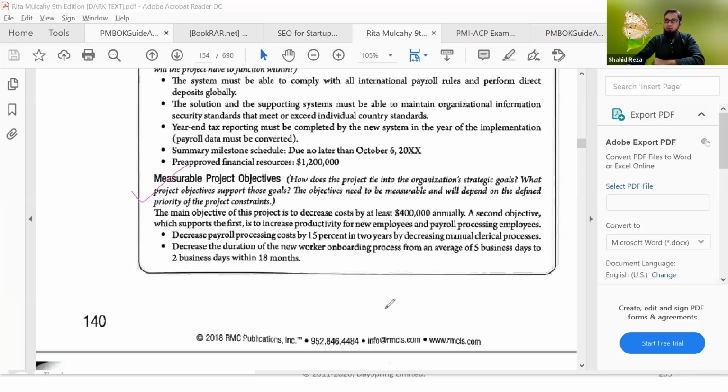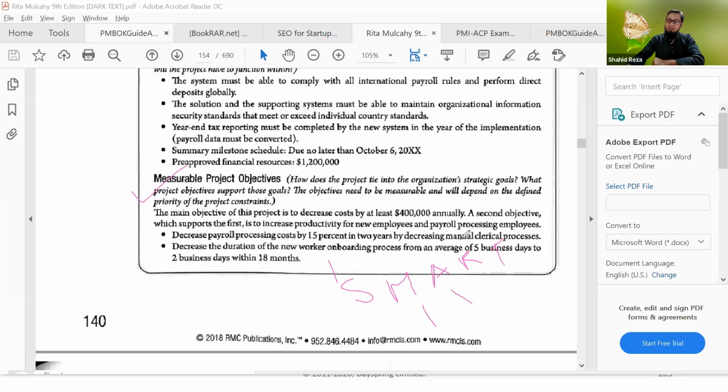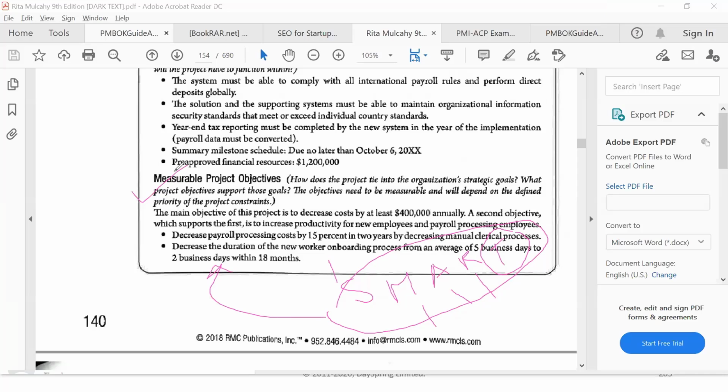And this objective should be followed by SMART. SMART means specific, measurable, achievable or attainable, reliable, realistic, and time bound. So these 5 criteria should be met when you set the measurable project objectives. All right, so that when the project delivers the outputs, you can measure that yes, you have met the project objective.